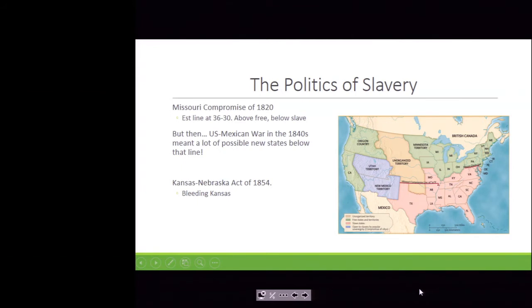The North likes the Missouri Compromise because in 1820, the U.S.-Mexican War hadn't happened yet, and so a lot of this territory did not belong to Mexico, did not yet belong to the United States. Mexico was there. There's not a lot of new states available, not a lot of new land to create new states that would go slave. But then the U.S.-Mexican War happens in the 1840s, and all of a sudden, all of this land is opened up. There's a lot of possible new states that would go slave.